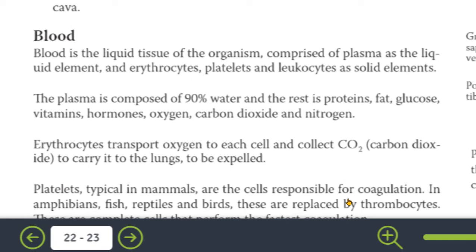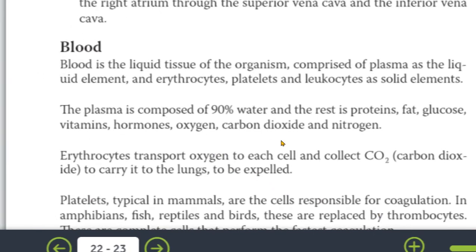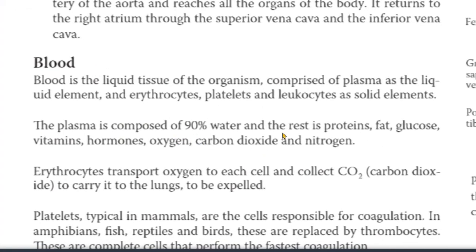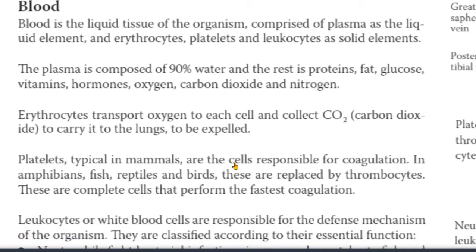with some information about the blood. Blood is the liquid tissue of the organism. Yes, blood is a tissue. Okay? The only thing is that it's liquid. It is composed of plasma as the liquid part, and the erythrocytes, platelets, and leukocytes are the solid parts of the blood. Now, the plasma is composed of 90% water, and the rest is proteins, fat, glucose, vitamins, hormones, oxygen, carbon dioxide, and nitrogen as important elements for our body.